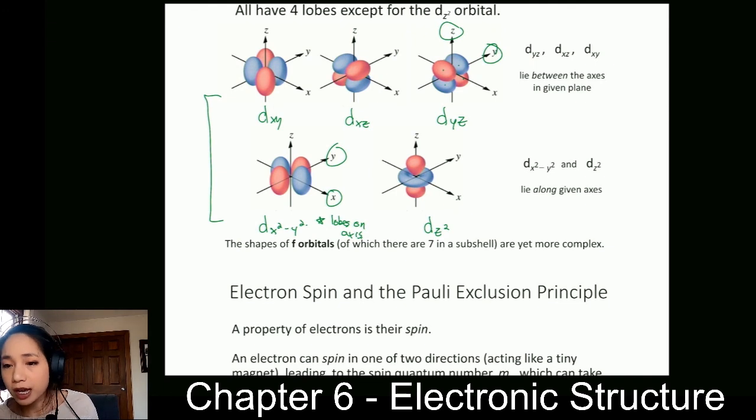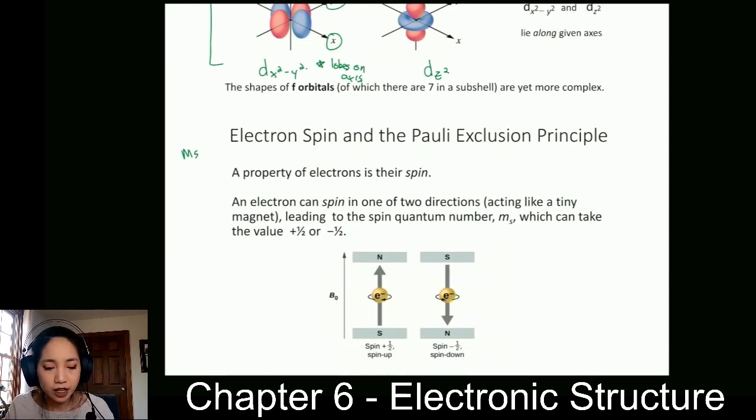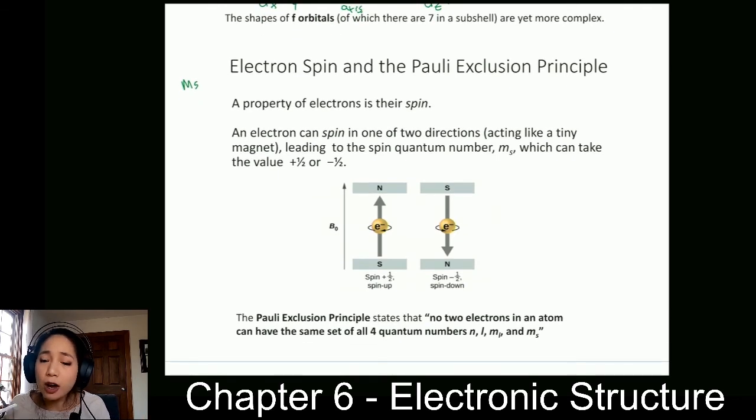So I told you that we have one other property of electrons to talk about, and that is our ms value. This is related to spin. When we talk about spin, these are how many electrons can be in one single orbital. I'll talk about spin, electron spin, and the Pauli exclusion principle in the next lecture video.